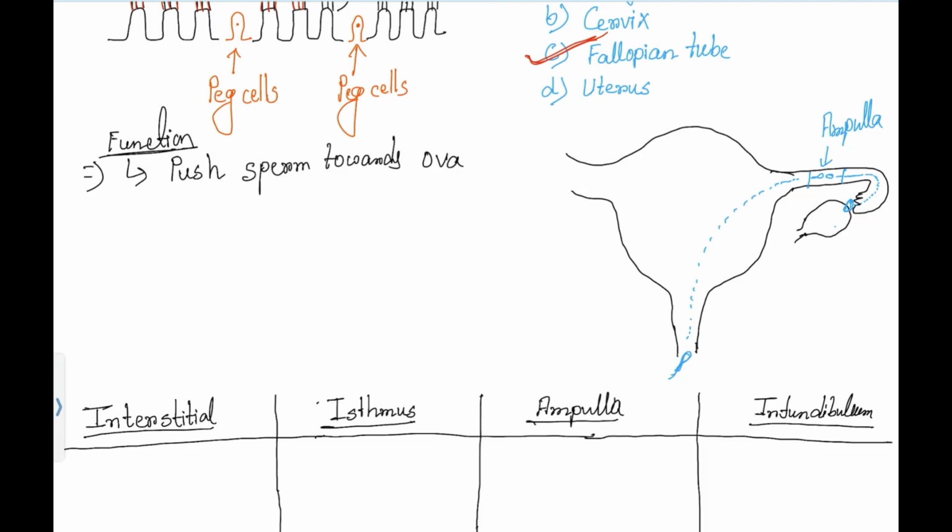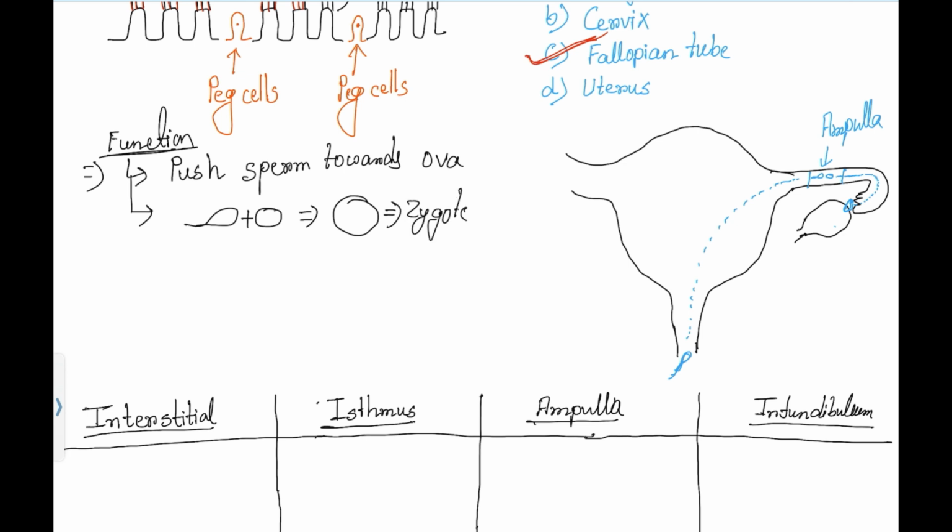Now who is helping this sperm and ova reach the ampulla? Yes, it is the cilia. The function of this cilia is to push the sperm along with the ova towards the ampulla portion for fertilization. Now after fertilization, what will it make? It will make one zygote. This sperm and this secondary oocyte will fertilize and make one zygote-like structure.